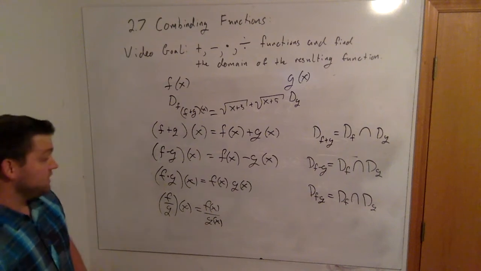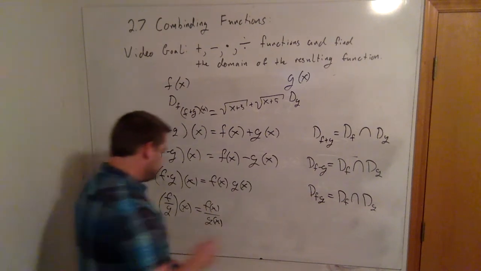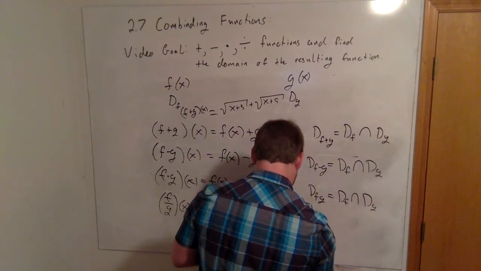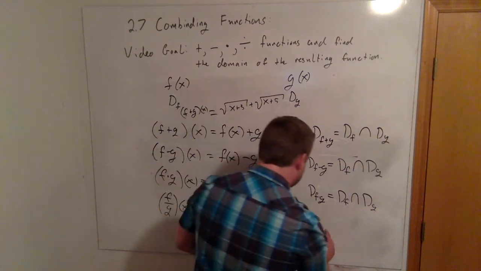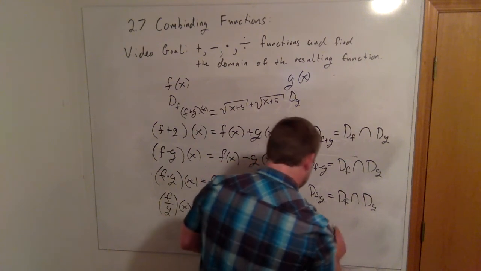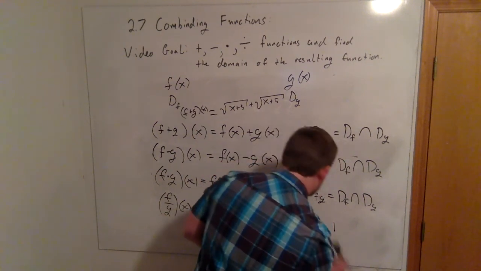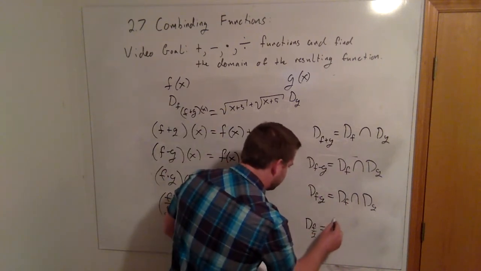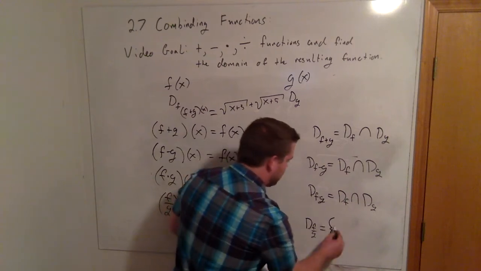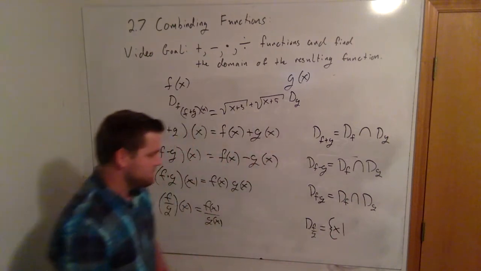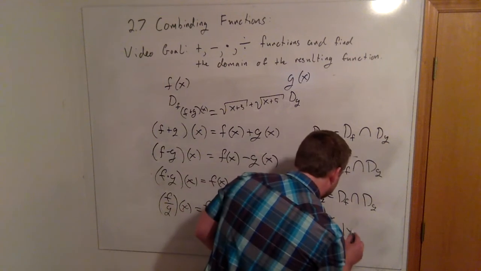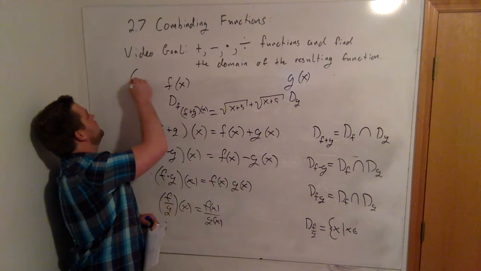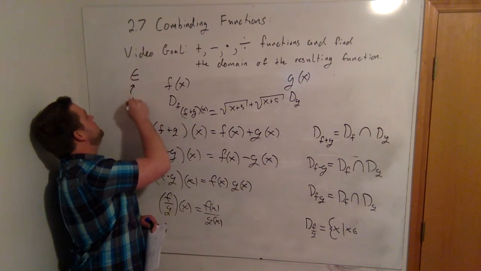Now, we need to be a little bit careful with this one when I want to find the domain. The domain of f over g, let's write this maybe in a different way. I'm going to write it as a set. It's going to be all x such that, well, it has to work for both of them, so all x, this kind of funky looking symbol here means is a member of.